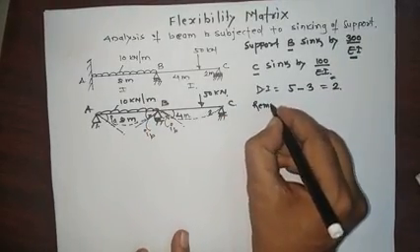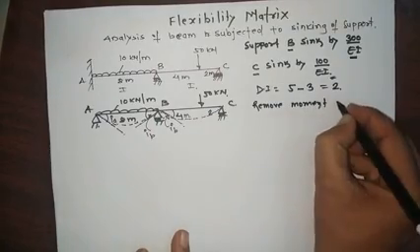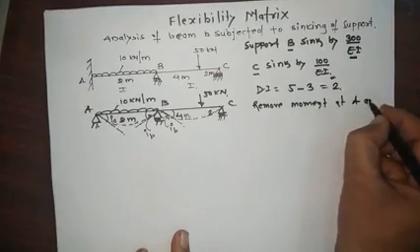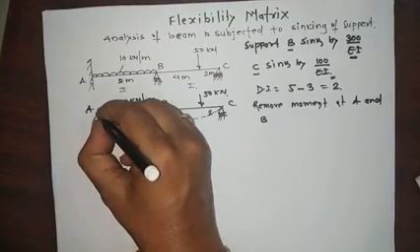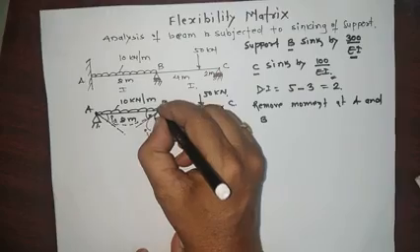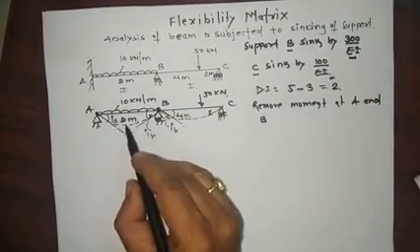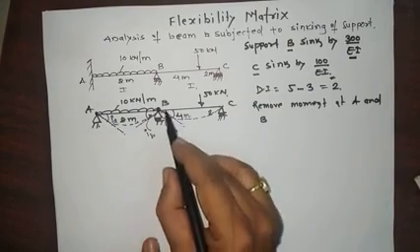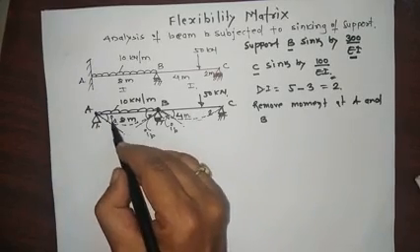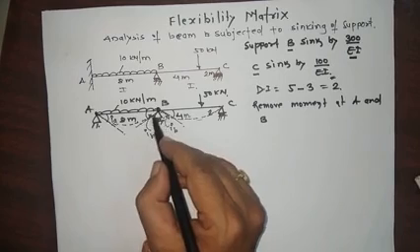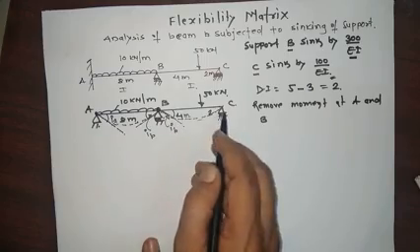So remove a moment at A and B. It means insert the hinge at A and insert the hinge at B. So this is the deflected shape due to this load, and this is the deflected shape due to this load. Now this is the slope at A, at B. This is the slope at B in the AB span. This is the slope at B in the BC span.